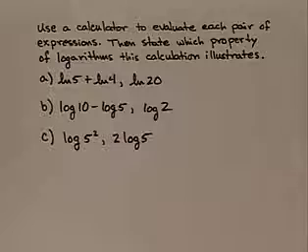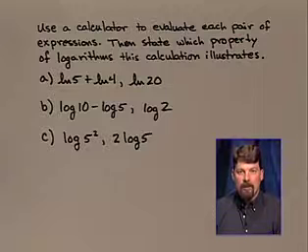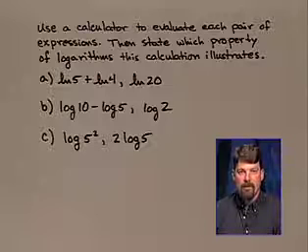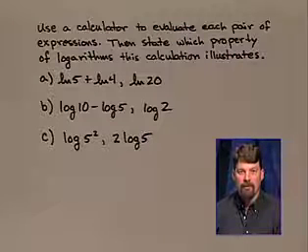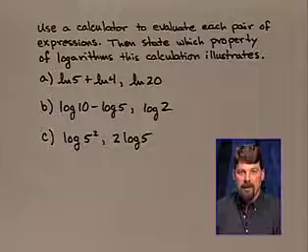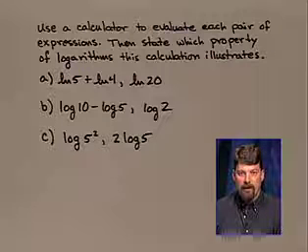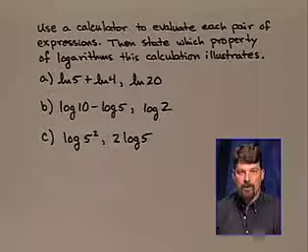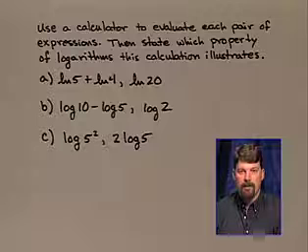In this example, we're asked to use a calculator to evaluate each pair of expressions, then state which property of logarithms this calculation illustrates. So in the first one, we have the natural log of 5 plus the natural log of 4, and we're going to compare that to the natural log of 20. In the second one, we have the log of 10 minus the log of 5. And remember, when we write log with no base, that actually is the common log or the base 10 log. So we're going to compare that to log 2. And finally, we'll compare the log of 5 squared to 2 times the log of 5. So let's start with the first one.